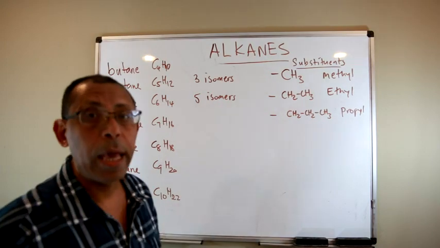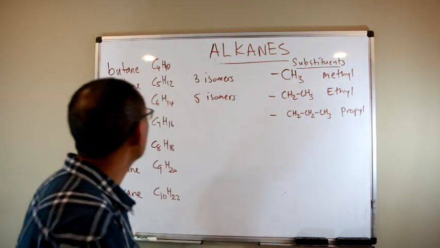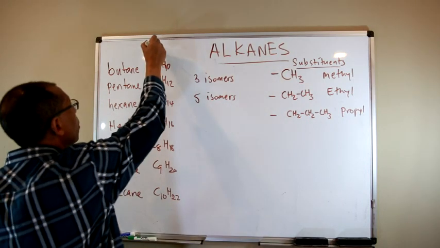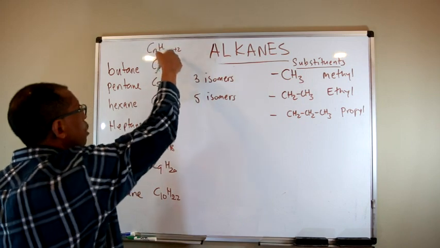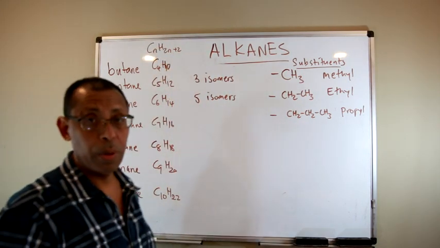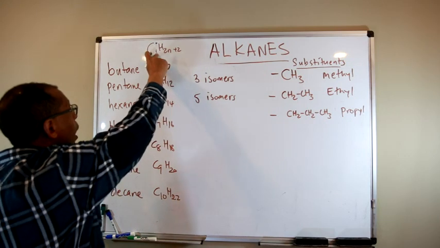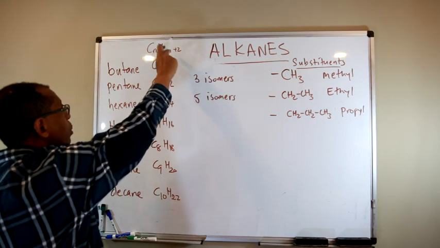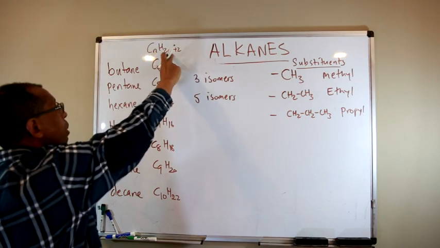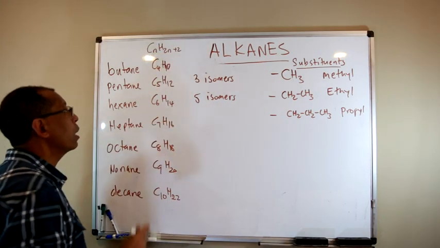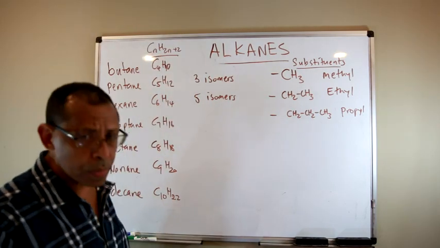Octane is an 8-carbon hydrocarbon, so C8H18. The formula comes from what I have already discussed: CnH2n+2 for the number of hydrogens. So if you have 4 carbons, C4, it would have 10 hydrogens: 2 times 4 is 8, 8 plus 2 is 10. That is the formula for alkanes.